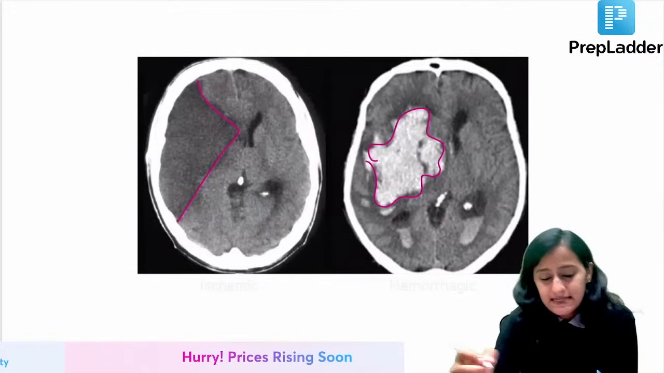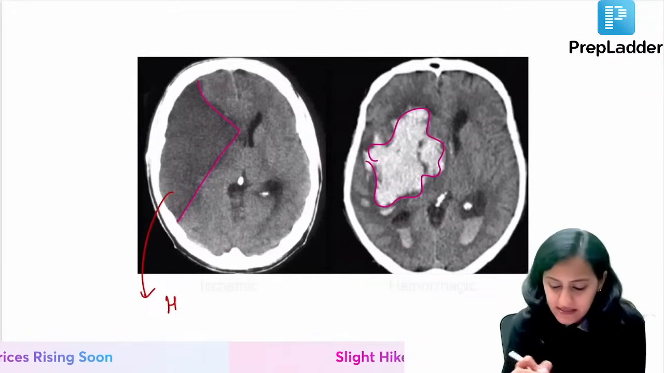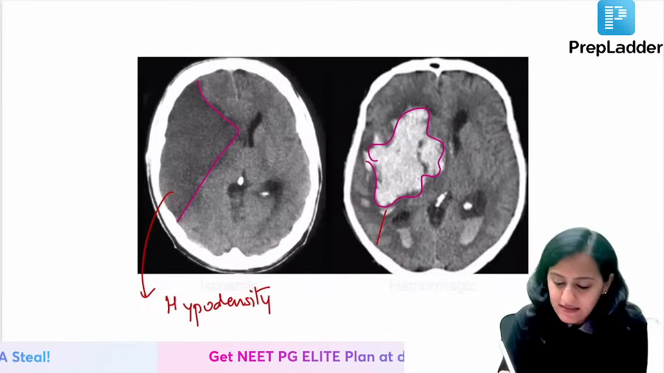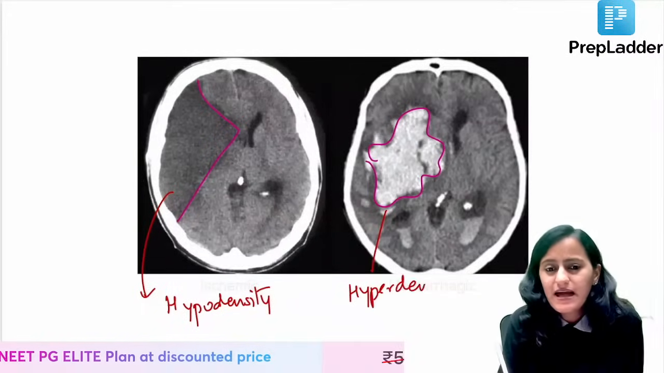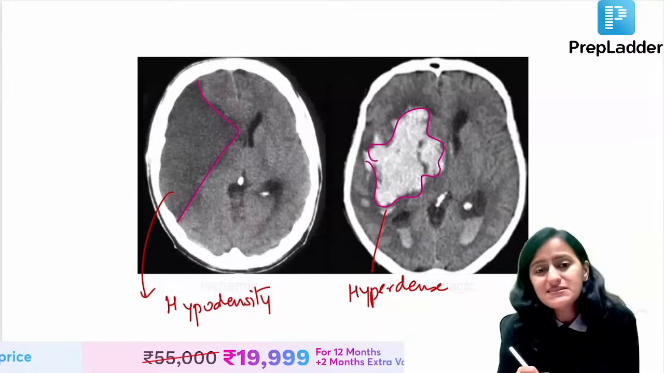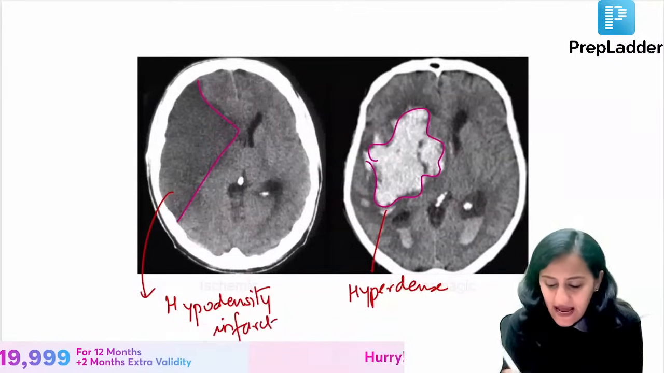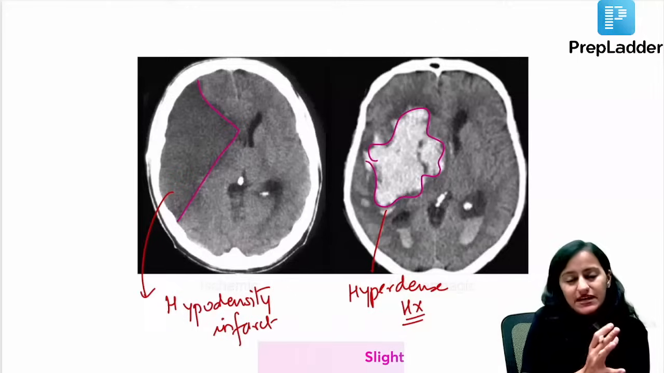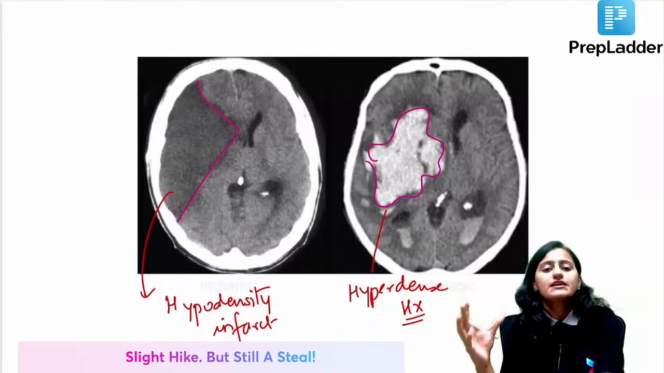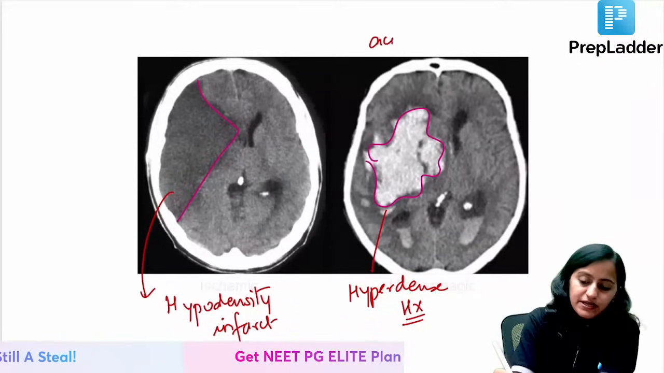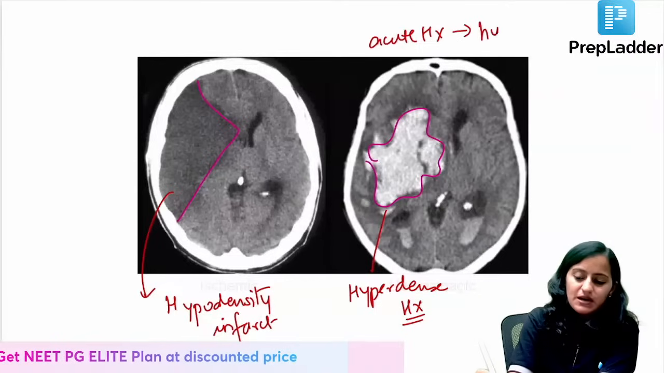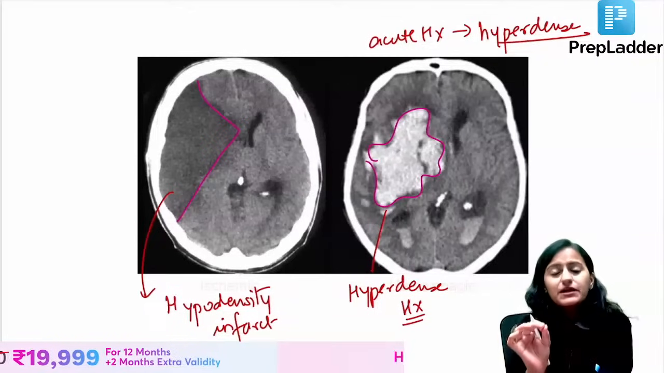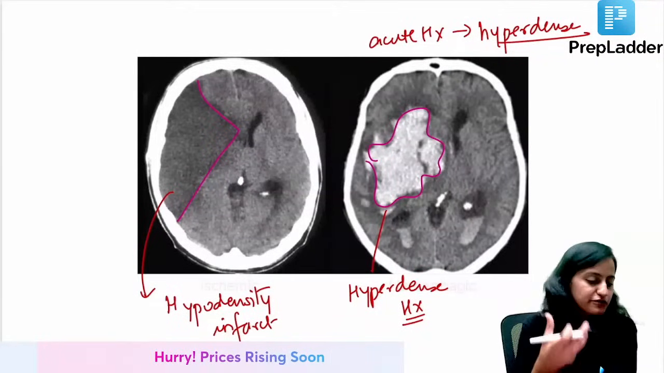Both of them are CT, but in the CT, this pathology is hypodensity, it is dark, and this is hyperdense. So the first one is infarct and the second, hyperdense, is hemorrhagic stroke. So one is ischemic, an infarct, and one is hemorrhage. Remember, acute hemorrhage, very, very important, appears white, appears hyperdense on CT because of its increased density.